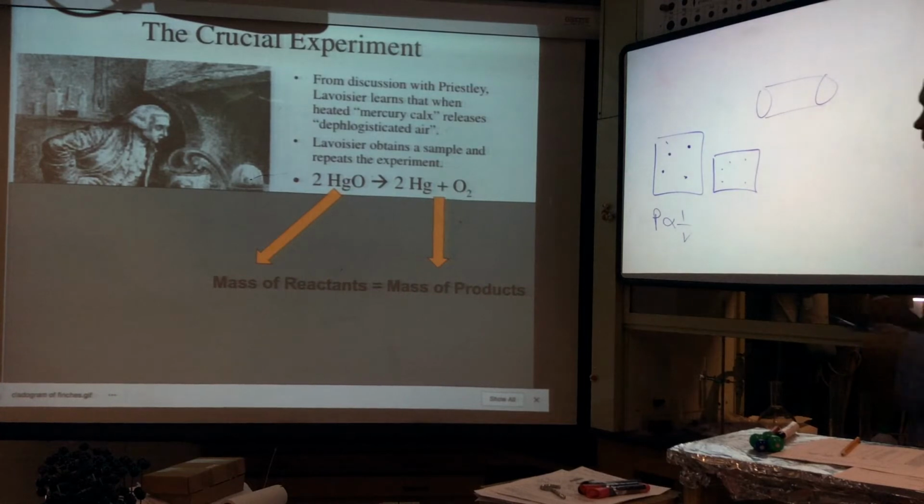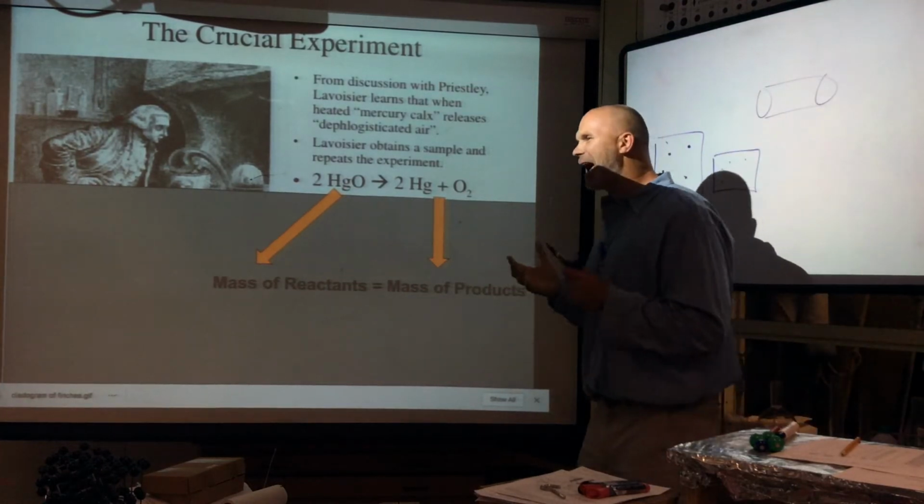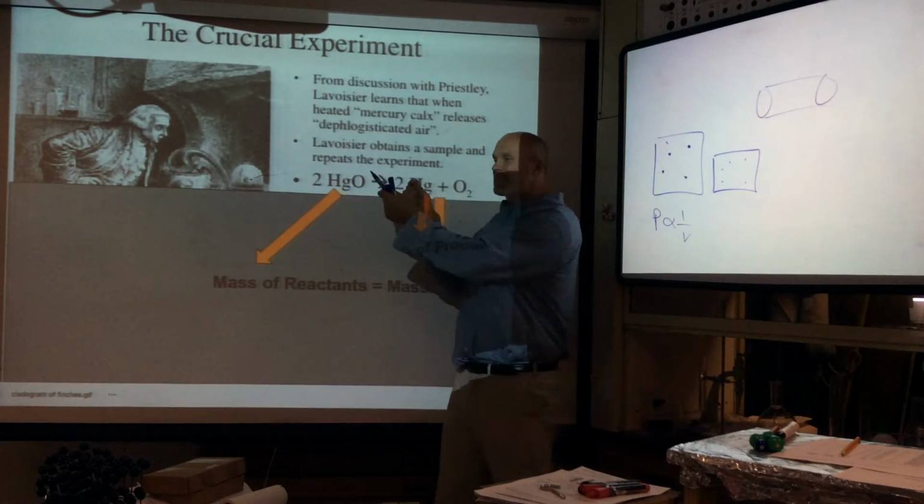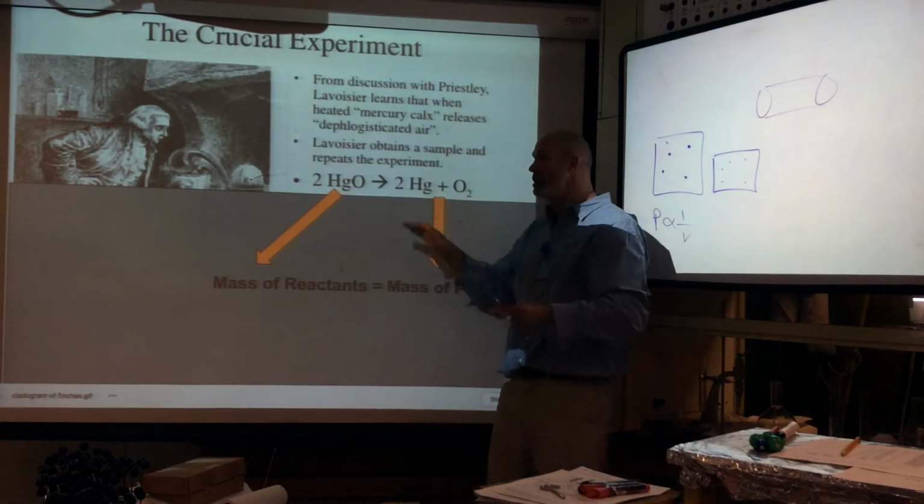So it kind of put the end of that, but more importantly, through this experimentation, he showed very simply that the mass of the reactants equals the mass of the products. And how does that happen? How does the mass of the reactants equal the mass of the products? Well, it must be that something's interchanging to make something new. We know we're making something new.